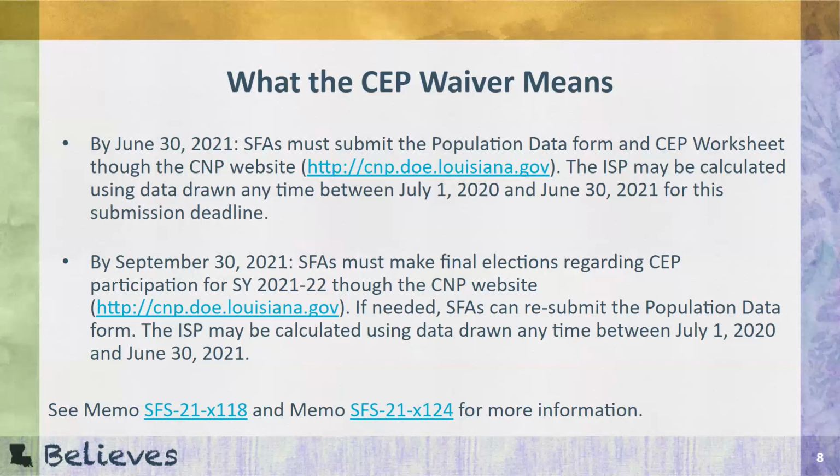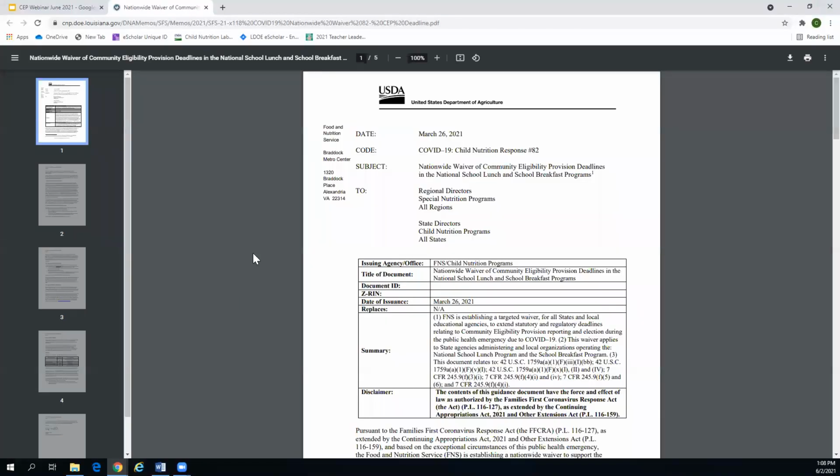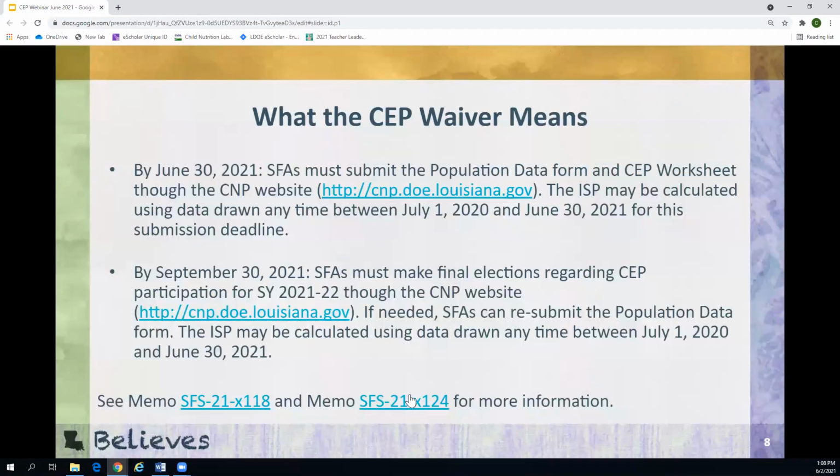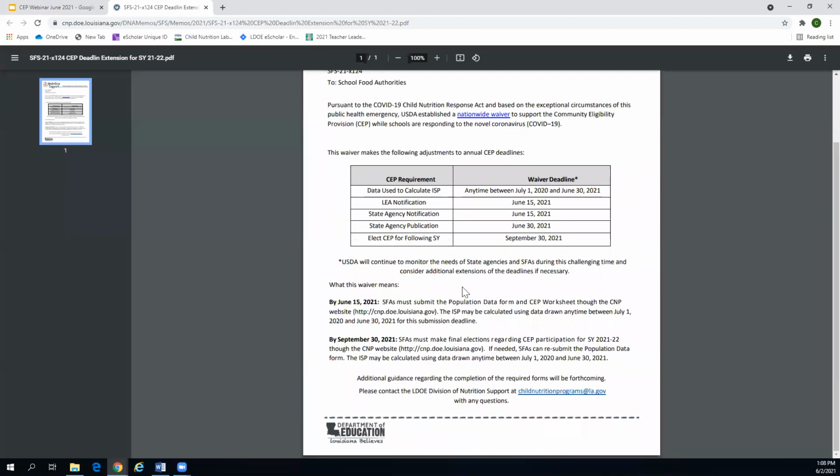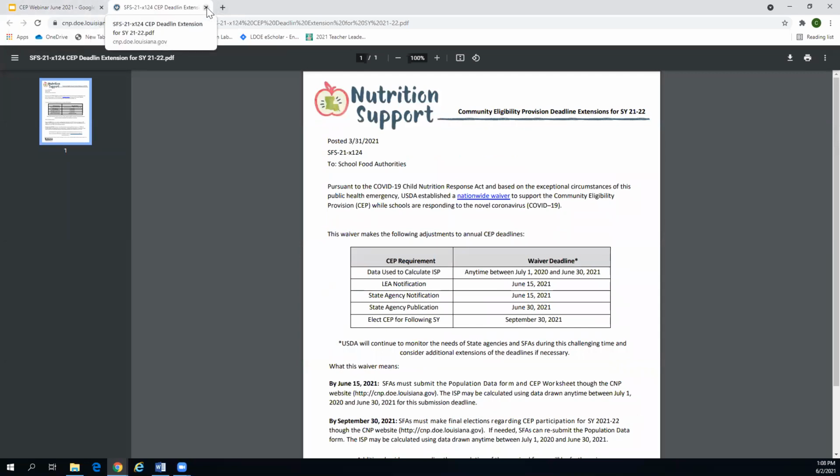And we have two memos that are posted. The first one is SFS 21-X118, which is actually the waiver from USDA related to the extension of these deadlines. And the second, which is SFS 21-X124, is the information about the deadline as well.